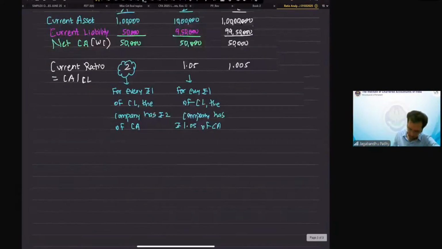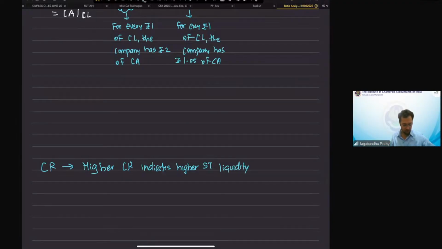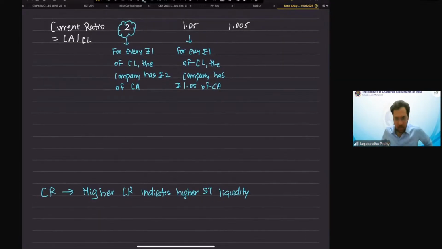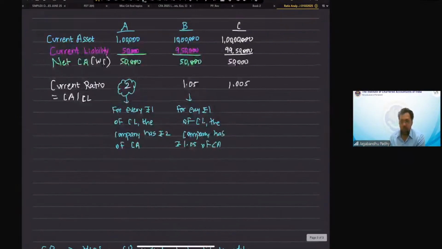So what should be the rule for current ratio? Can I say a higher current ratio indicates higher short-term liquidity? So if your current ratio is high, it simply indicates a higher degree of short-term liquidity. Am I right, guys? Are we getting it? Yes.